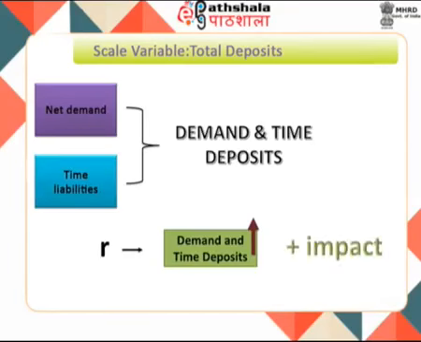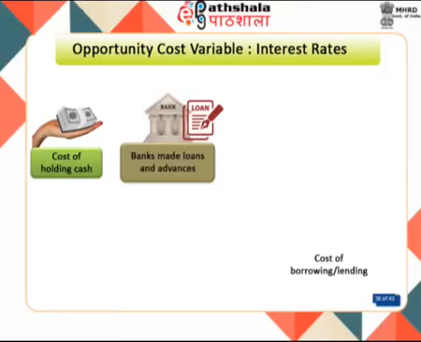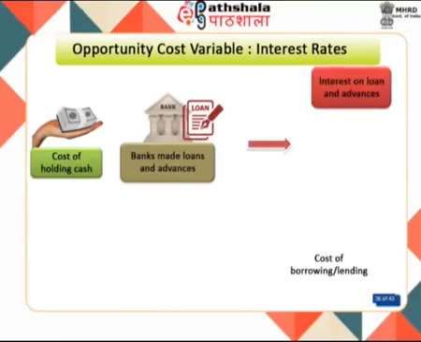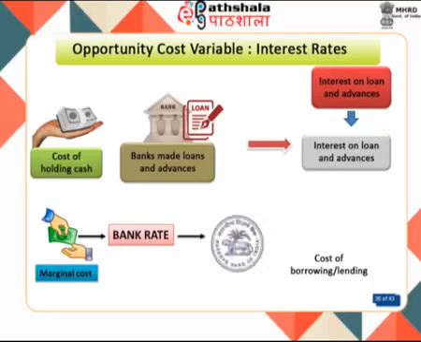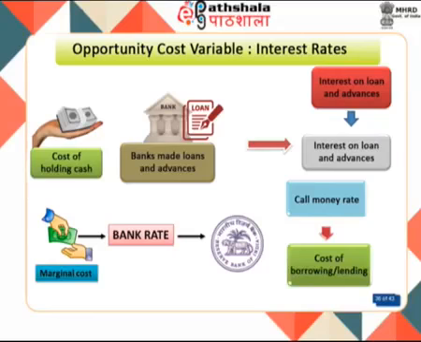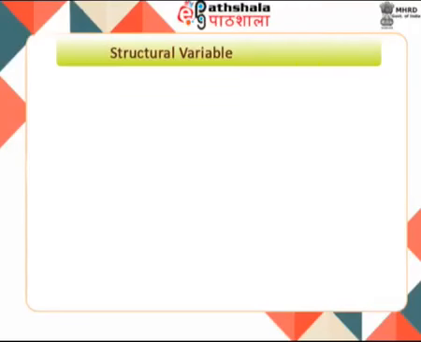Opportunity cost variable: interest rates. These represent the cost of holding cash by the banks. Since the banks could have made loans and advances, the interest on these is one such opportunity cost. Similarly, the marginal cost of borrowed funds by the banks can be the bank rate, which the banks have to pay to the RBI, or the call money rate, which is the cost of borrowing from or lending in the call money market.